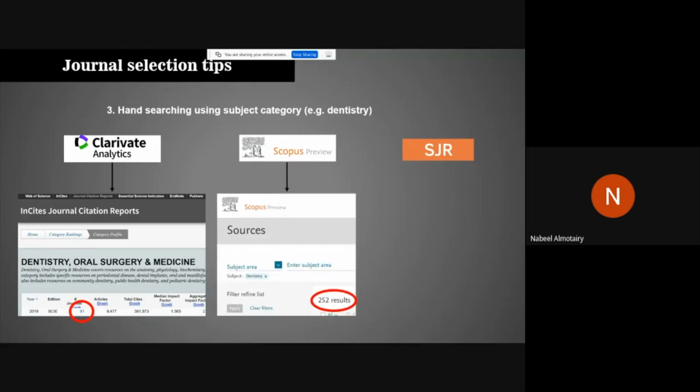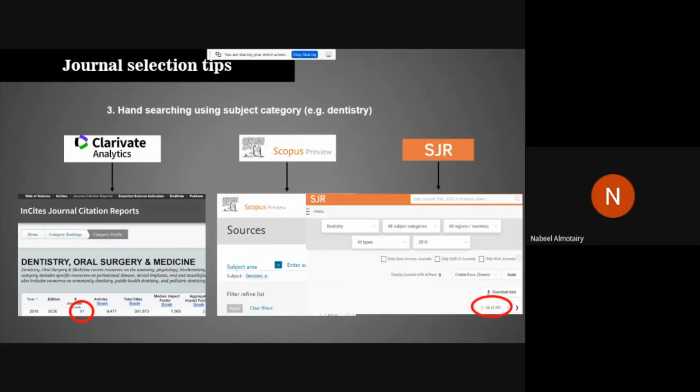Or you could go through the Scopus website by doing the same. You just search the dentistry category, and you could find like 252 journals. And you could do the same thing with the SJR website. You'll have around this number also.